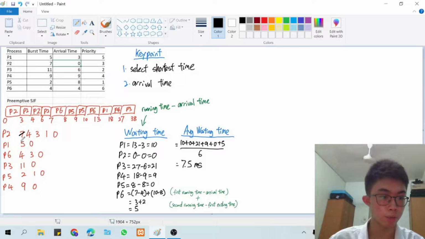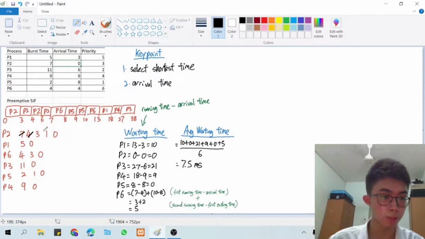We're still running with the P2 with burst time of 4 millisecond because P1 has the burst time of 5 millisecond, that is longer than the P2. Then P2 is running to 4 millisecond. Then P6 is coming in with a burst time of 4 millisecond.